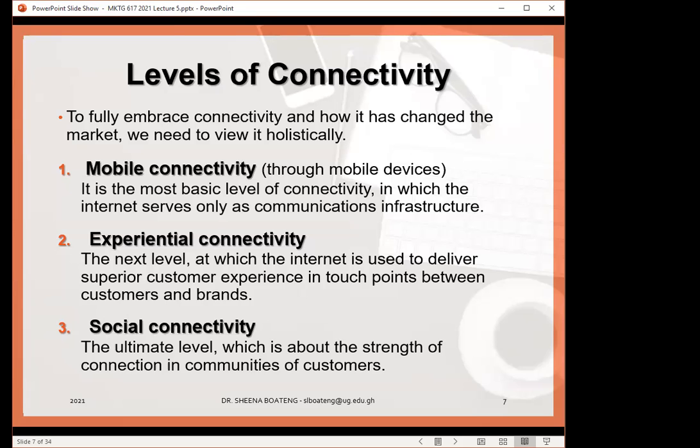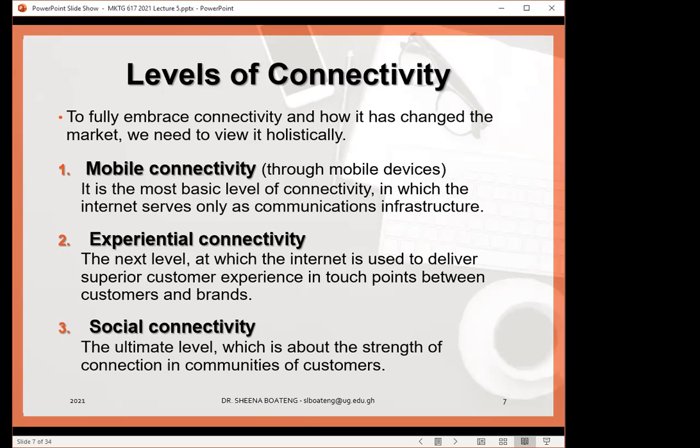and make sure that in formulating your e-marketing strategy, all customers operating at these different levels of connectivity are catered for, including those at the mobile connectivity level, those at the experiential connectivity level, as well as those at the social connectivity level. That is why you find an organization has a very sophisticated website that is built to provide optimal experience on any device that is being used, be it a laptop, a desktop, a smartphone, a tablet, or any other device that they can be able to use to access these platforms.